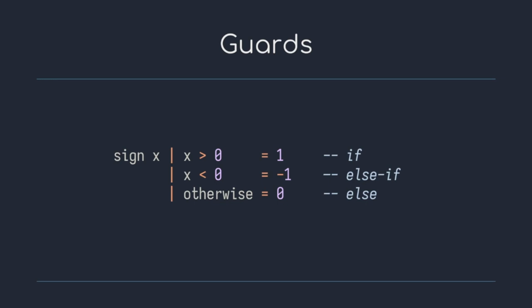Each pipe symbol represents a case, where on the left of the equal sign we have a condition, and on the right the expression to evaluate. Otherwise is like the else block here. It gets evaluated when all other guards fail to match.